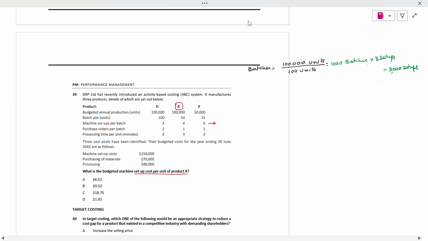Now the second one. Okay, see the second one. This is with respect to R. With respect to R, how many units are there? 100,000. What is the size of one batch? The size of one batch is 50. It comes to how much? 100,000 divided by 50. How much? 2,000 batches.